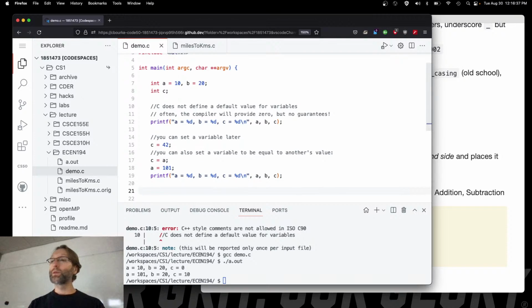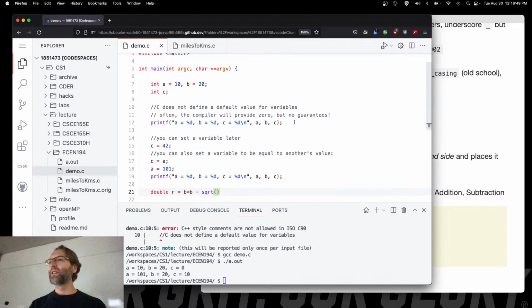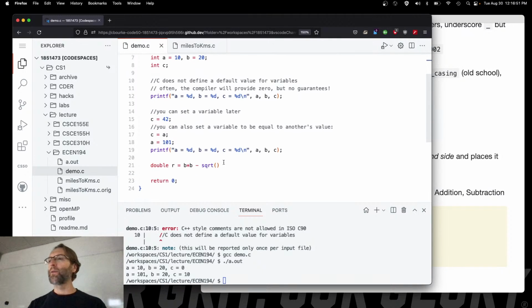You can also do things like double R is equal to an entire expression. For example, B times B minus, now how do I do the square root again? SQRT, right? And I need to make sure that I'm bringing in the math library, right? No, it's just B, right? You'll see what I'm trying to do here in a second. You're going to have to help me because I don't remember what it is. Times 4AC divided by 2A.